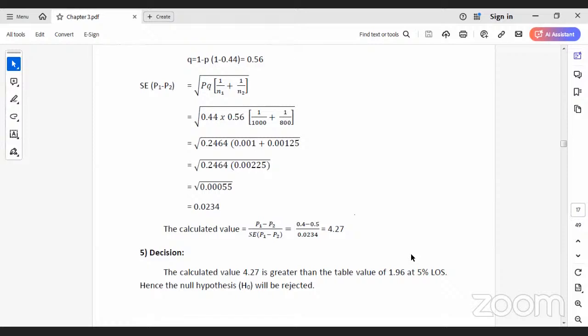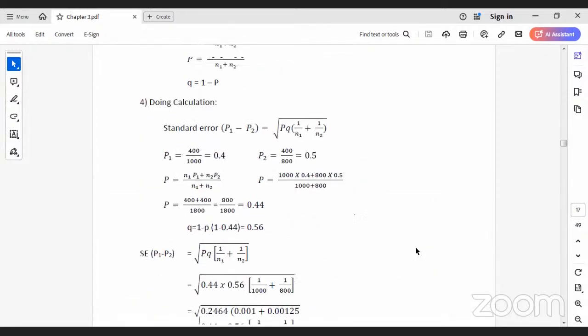So the calculated value is equal to P1 minus P2 divided by standard error of P1 minus P2. That is 0.4 minus 0.5 divided by 0.0234, which is equal to 4.27. 4.27 is the calculated value. So the calculated value 4.27 is greater than the table value of 1.96 at 5% LOS. Hence, the null hypothesis H naught will be rejected. So in this way, we have to calculate.